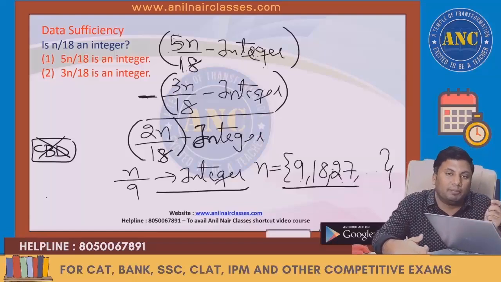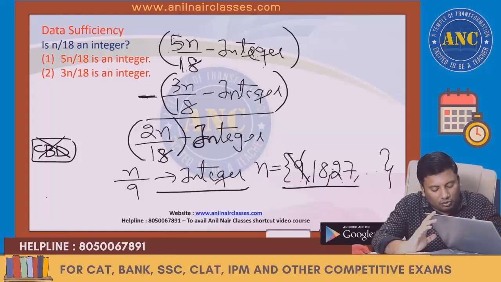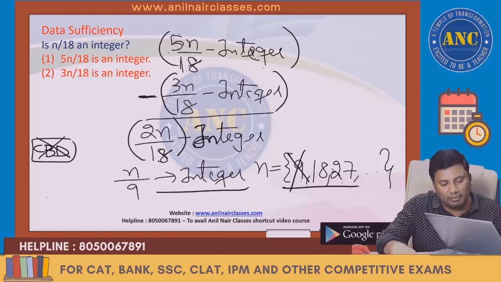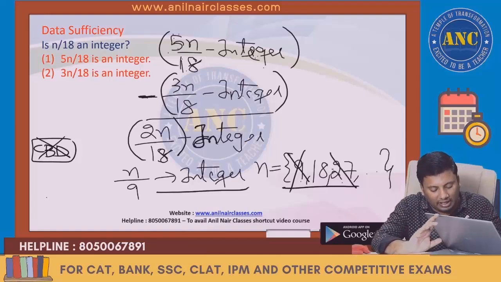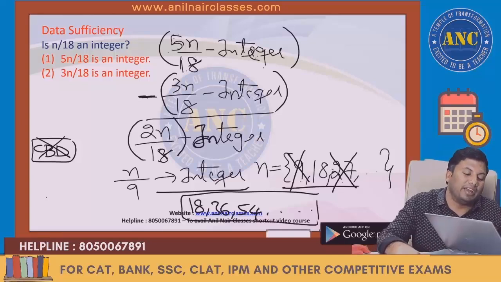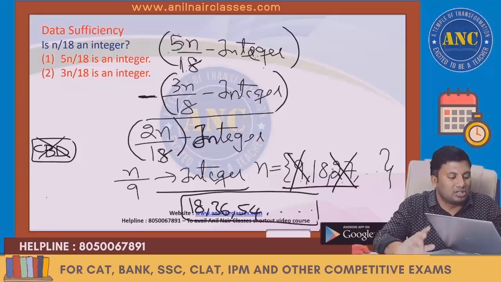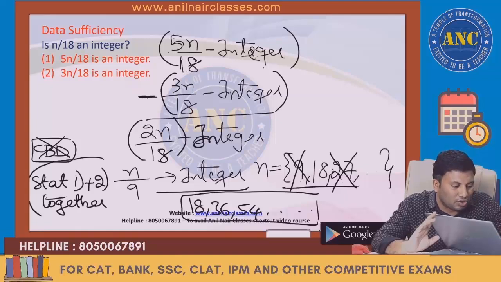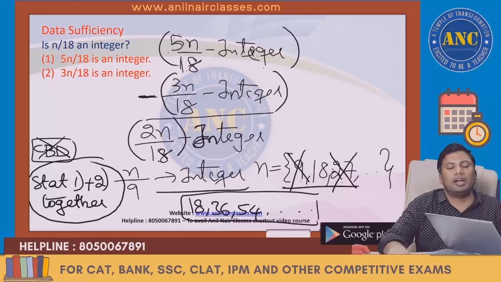5 into 9 by 18 is 5 by 2, which is not an integer, so 9 is eliminated. 5 into 18 by 18 is fine, but 3 into 27 by 18 is not possible. 18, 36, 54 is the final value. Any multiple of 18 divided by 18 is always an integer. The answer for this question is statement 1 and 2 together.